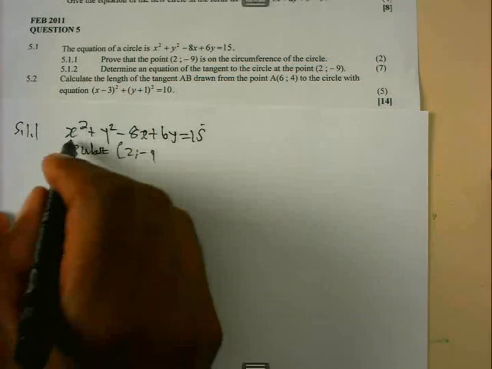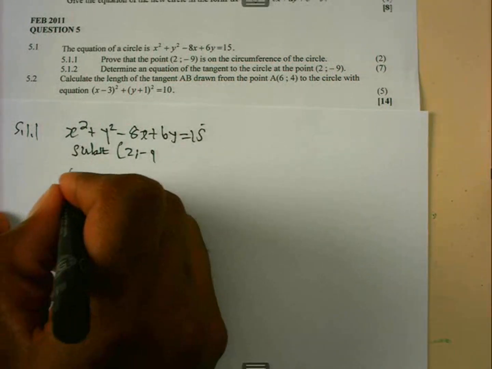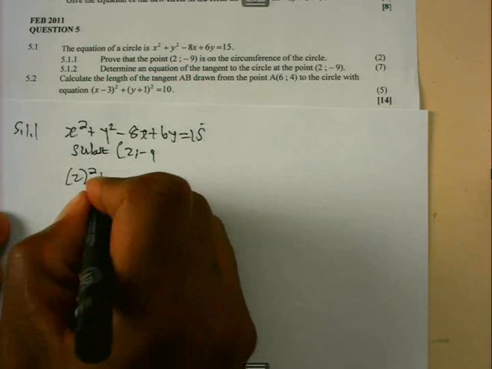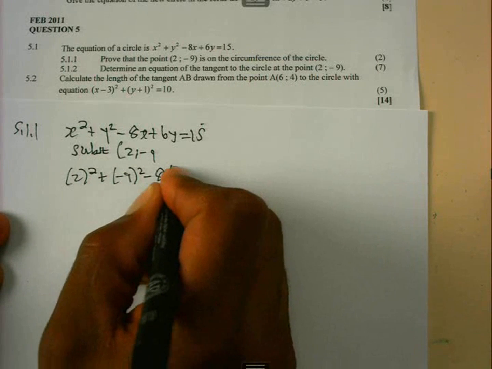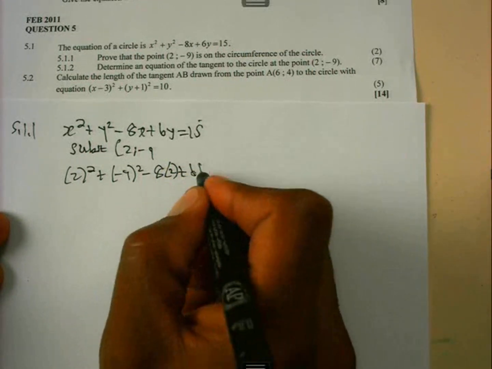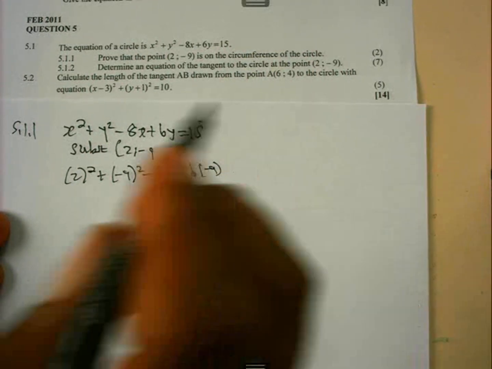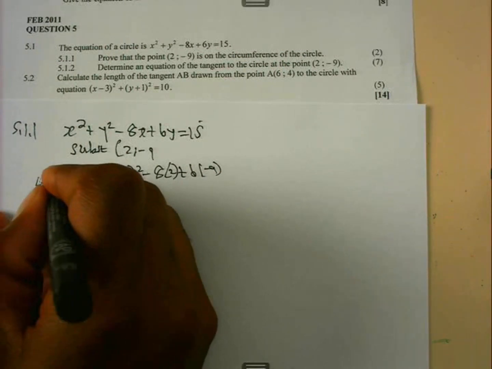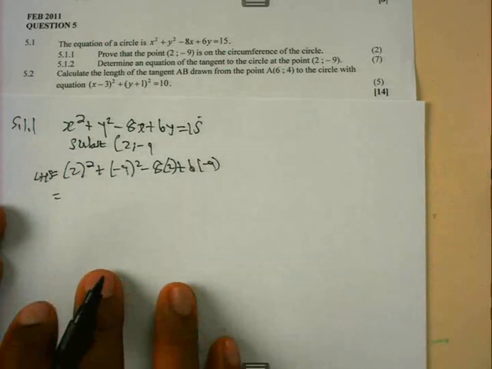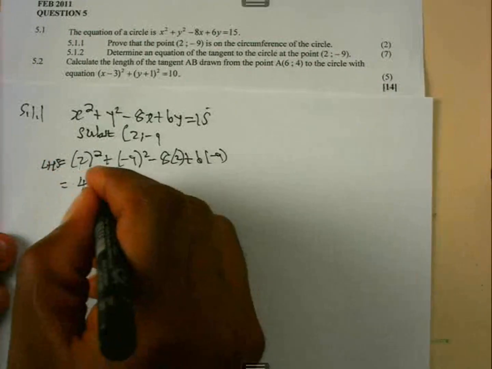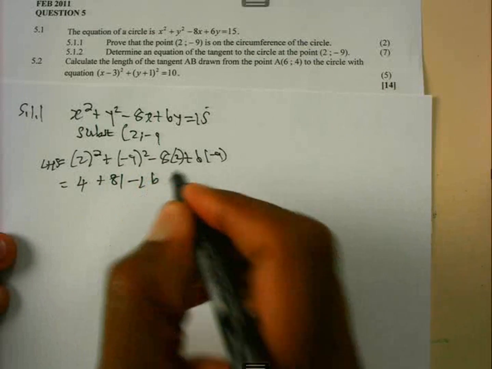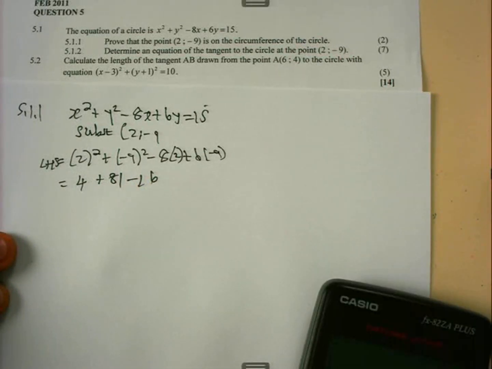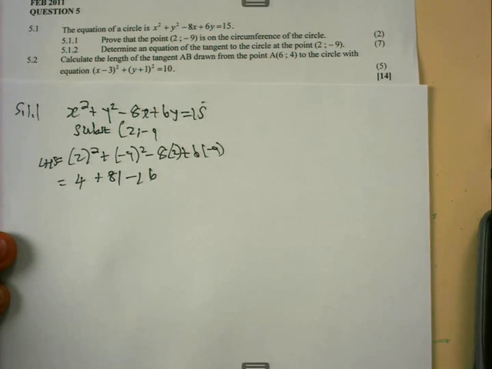Now we have x squared, that will be 2 squared, plus y, which is minus 9 squared, minus 8 times 2, then plus 6 times minus 9. Let me calculate the left-hand side. 2 squared is 4. Minus 9 squared is 81. Minus 16. And now we have 6 times minus 9, which is minus 54.